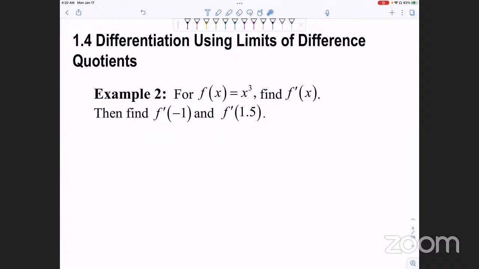Find f prime of x, then find, so it's a repeat just with the difference quotient. I'm going to do this with the difference quotient, okay. So again, we said f prime of x equals the limit as h tends to 0 of f of x plus h minus f of x over h, okay?